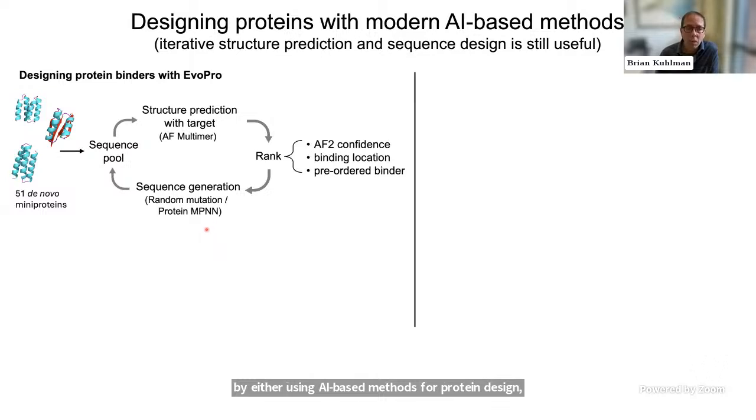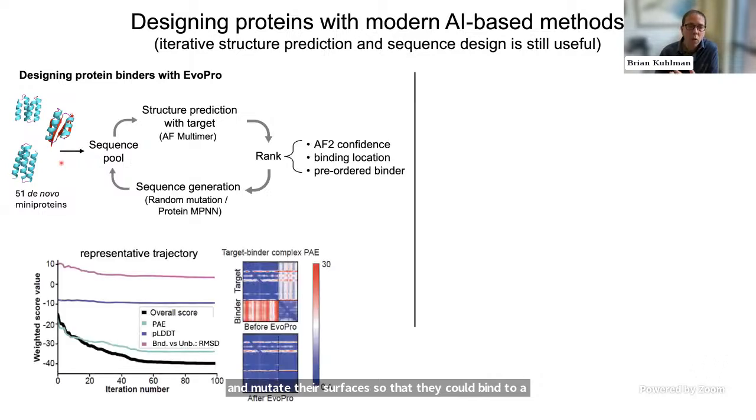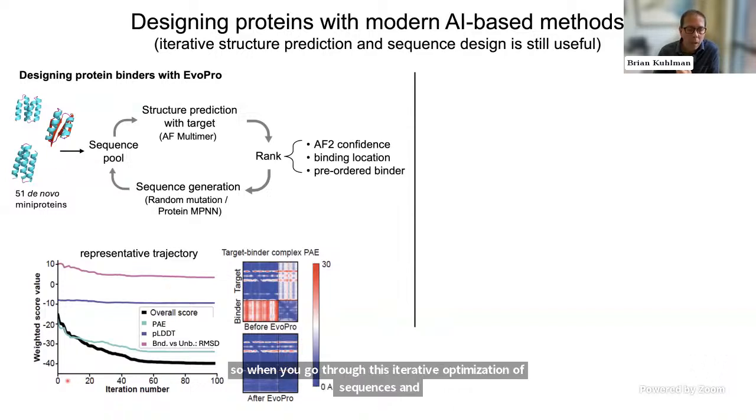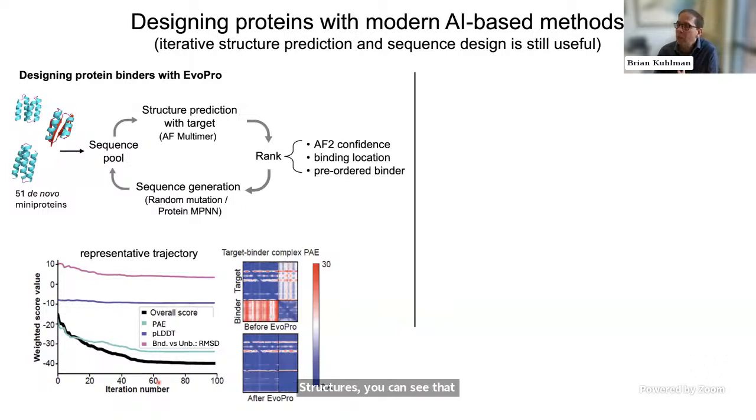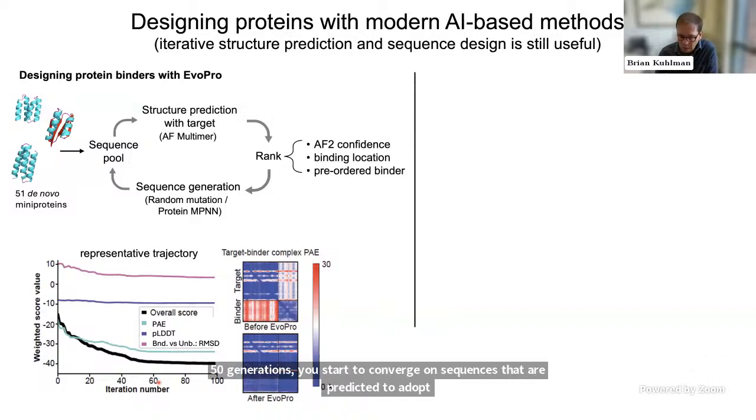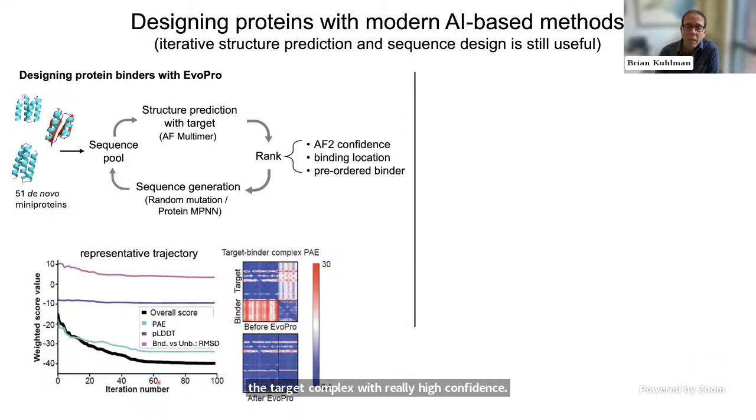In this particular pool, we just wanted to take some small de novo designed proteins from the Baker lab that were really stable, but didn't inherently bind anything, and mutate their surfaces so that they could bind to a target protein. When you go through this iterative optimization of sequences and structures, you can see that over 50 generations, you start to converge on sequences that are predicted to adopt the target complex with really high confidence. And then you only have to take a small number of these into the lab.